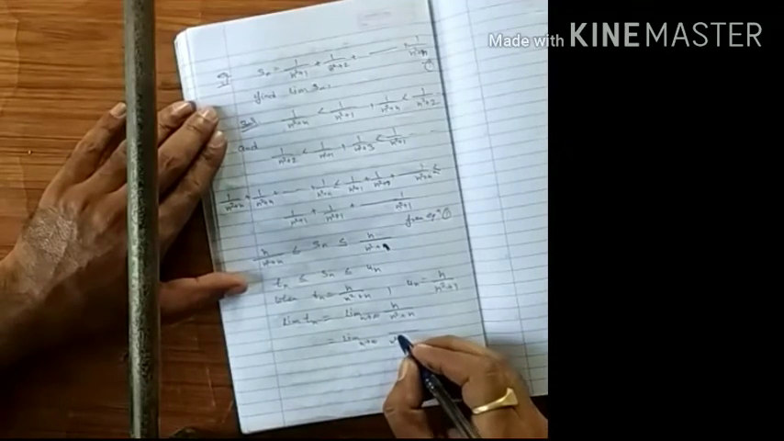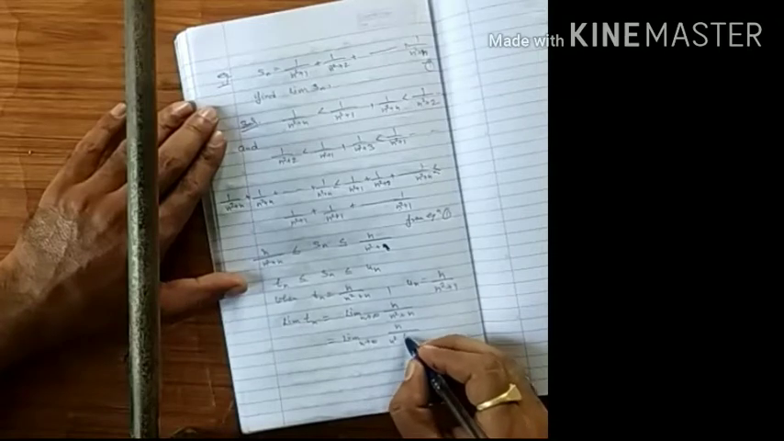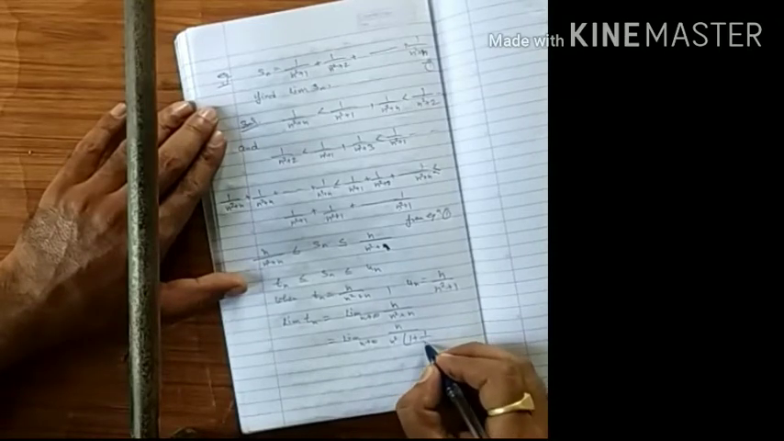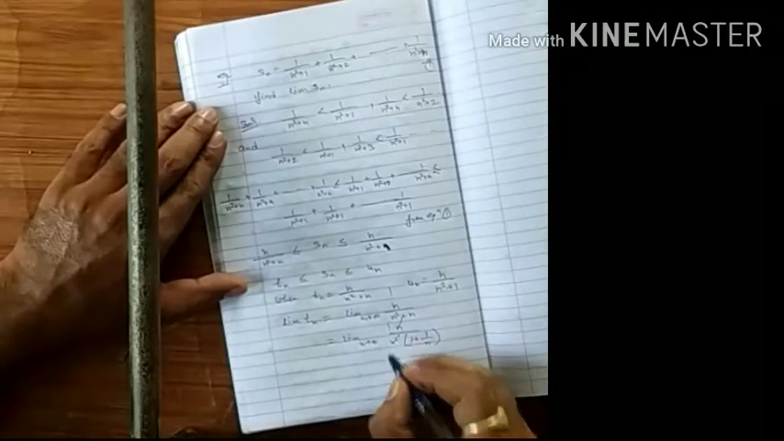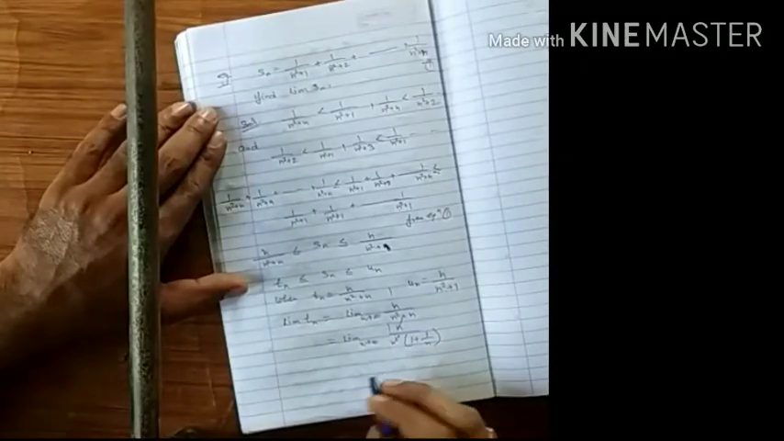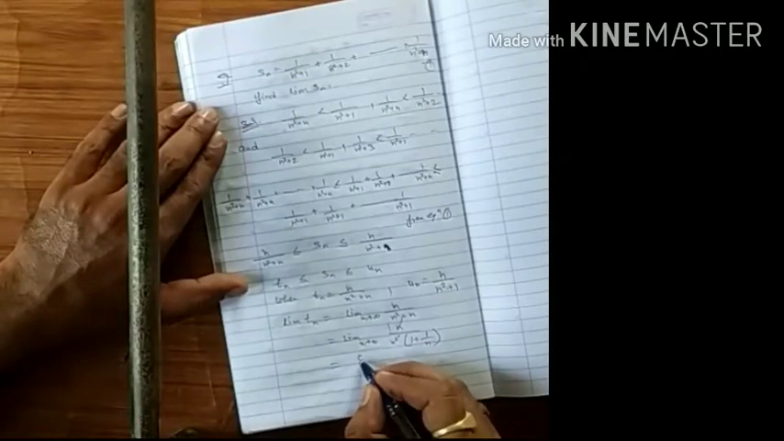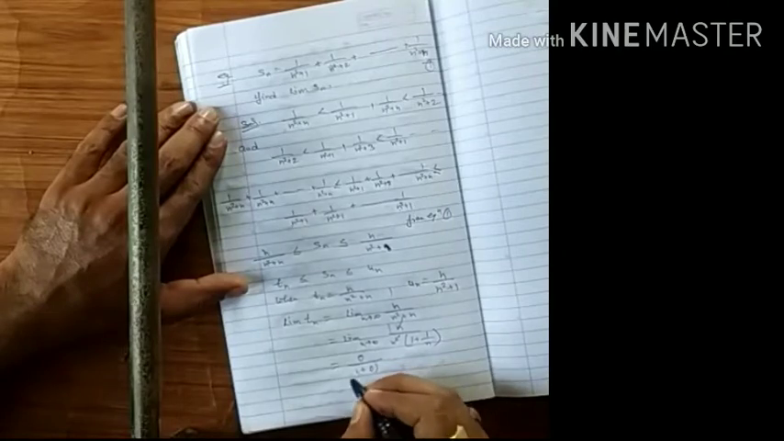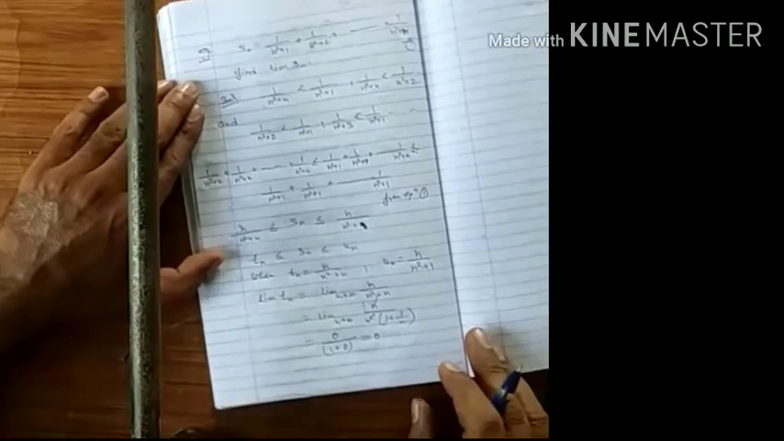So here this is 1 plus 1 upon n, and cancel 1. As n tends to infinity, 1 upon infinity is 0, and that is 0 upon 1 plus 0. So that result goes to 0.